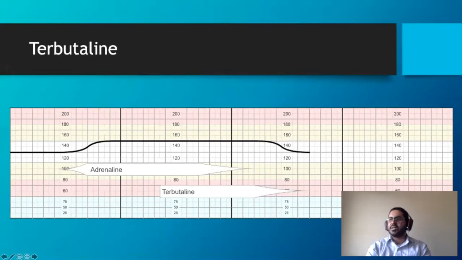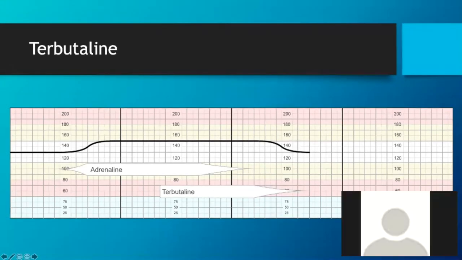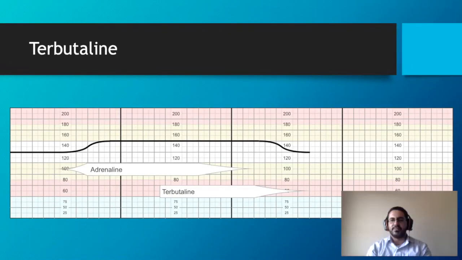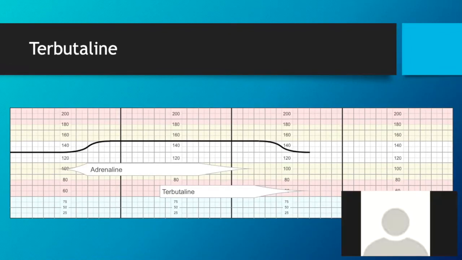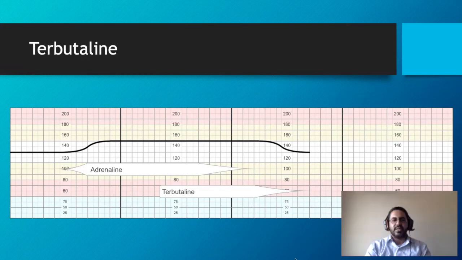Does that make sense? How are you going to distinguish those two time frames? So a trace that's continuing to go up, you're not going to see it as a beautiful step. You're going to just see it as a continuation of a rise. You're going to see the initial rise from the adrenaline, but if you're giving terbutaline relatively early, you're not going to know whether or not that's a continued rise from the adrenaline or the effect of the terbutaline.